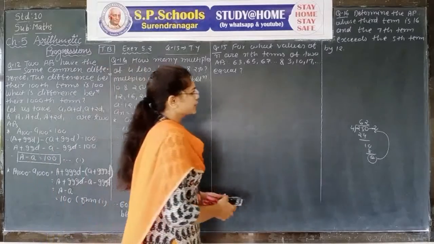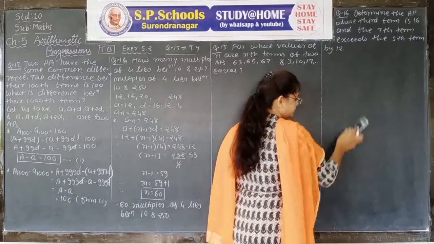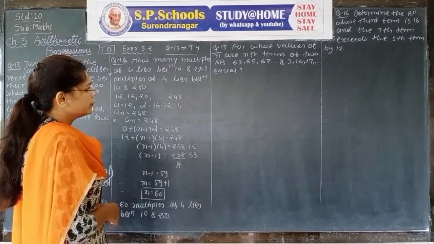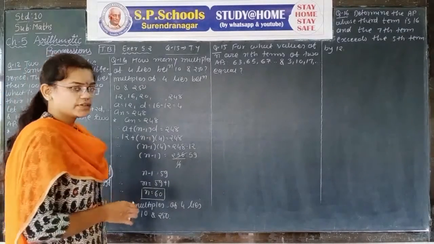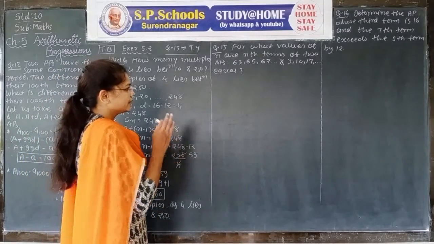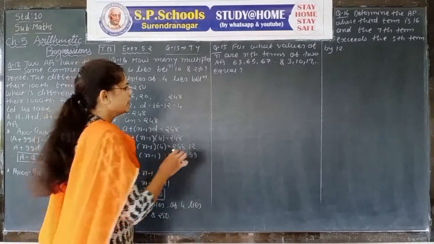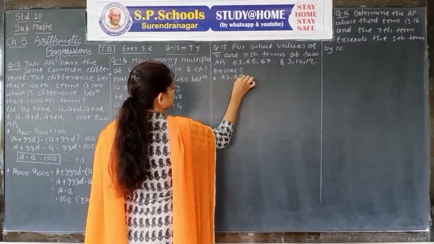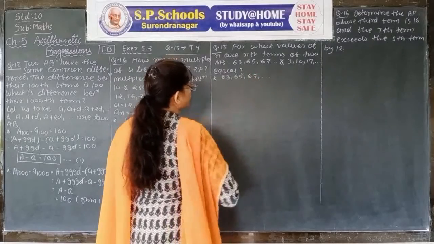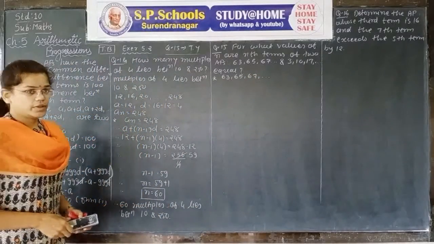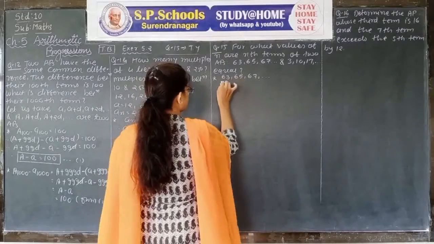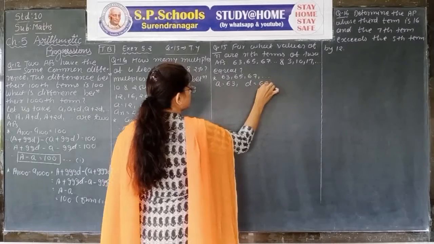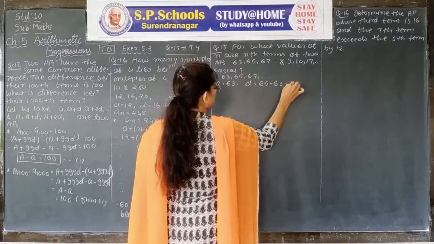See the next, 15th number. For what values of n are the nth terms of the two APs 63, 65, 67 up to infinite and 3, 10, 17 up to infinite equal? 63, 65, 67 up to infinite: one AP is given first. First of all, the first term A is 63. The common difference D is 65 minus 63, which is equal to 2.